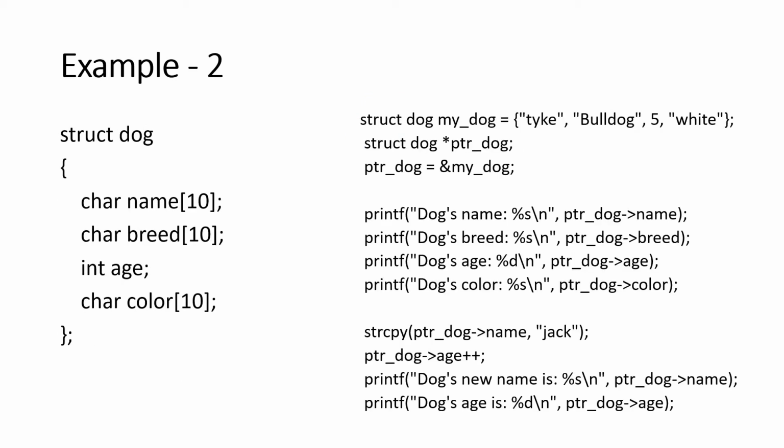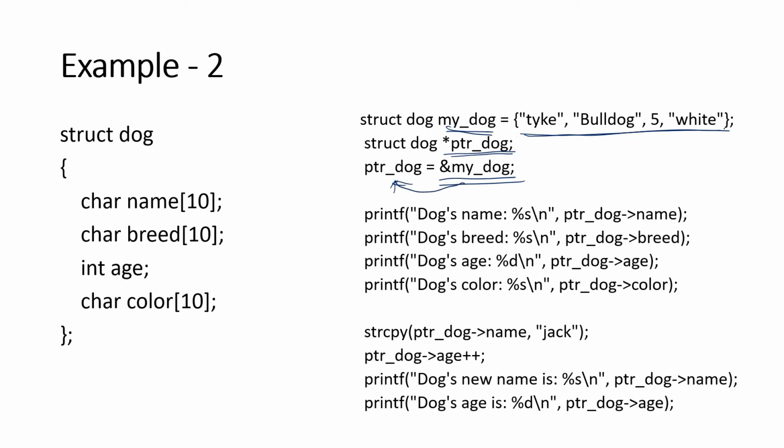We'll see the next example too. Here I have taken the example of dog. A dog contains a name, and it has some breed and age, and it has a color. I need to declare variables. So here I have declared a normal variable called my dog, and I have initialized it with the corresponding values, and again I am declaring one more pointer variable. I am assigning the address of my normal structure variable to this pointer variable, pointer dog.